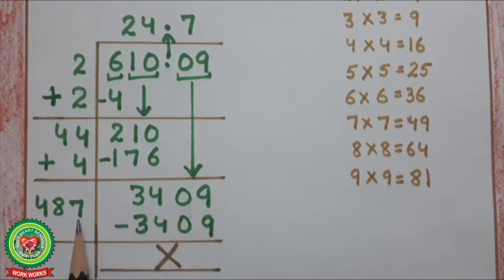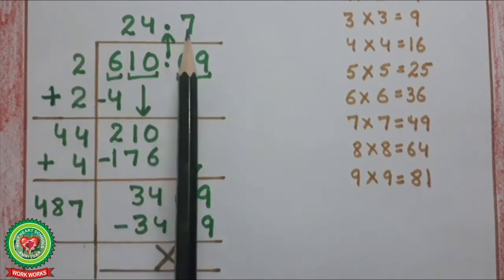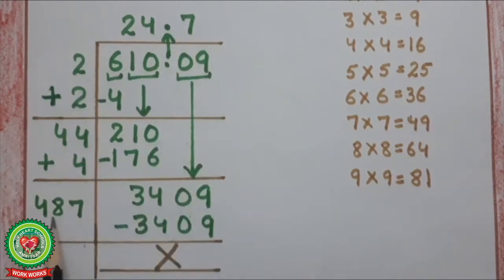So we write 7 with the divisor as well as with the quotient such that 487 multiplied by 7 gives a number equal to 3409, which we will write down under 3409. Then again we will find the remainder by subtracting 3409 from 3409. We got 0, and whenever in long division we get 0, we put a cross.